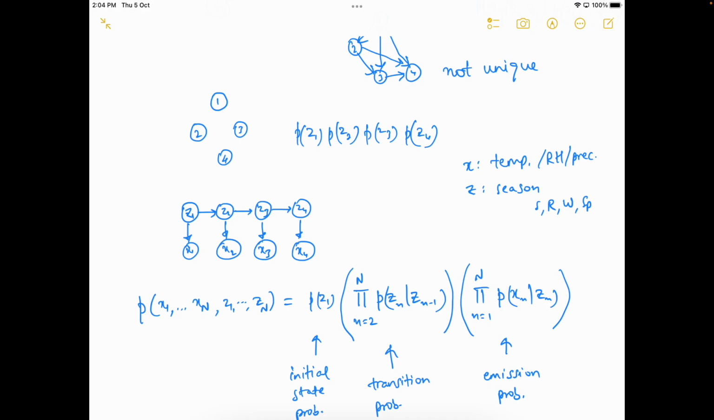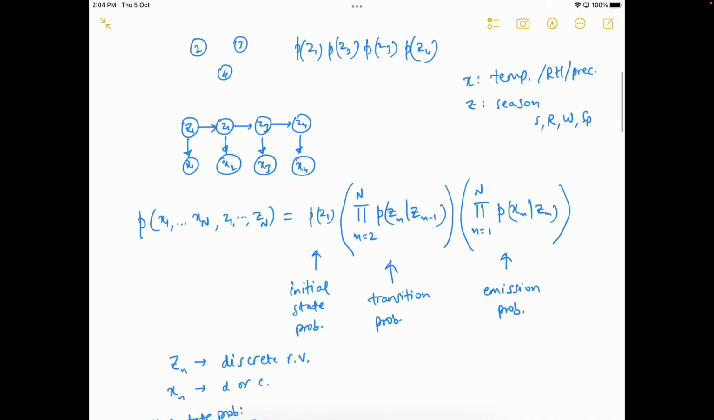A quick warm up. What are the examples of X and Z? Rainfall and season. It's a very simple example. It's written here: temperature and season, or rainfall and season. And X is observed, Z is latent.